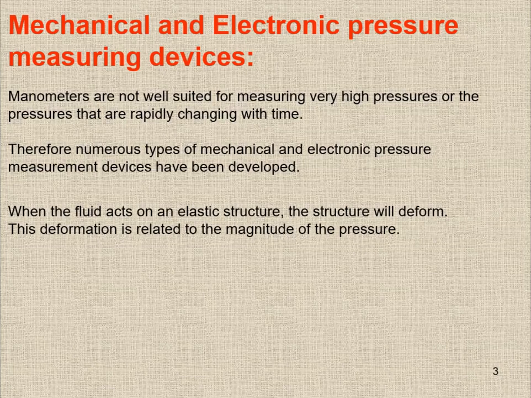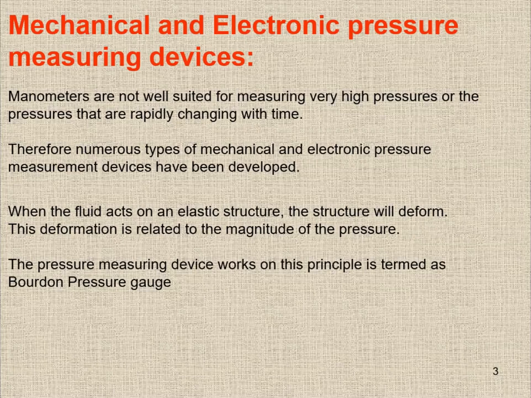When a fluid acts on an elastic structure, the structure will deform. This deformation is related to the magnitude of the pressure. Here we are talking about the elasticity of the metallic structure. The pressure measuring device that works on this principle is termed the Bourdon gauge.